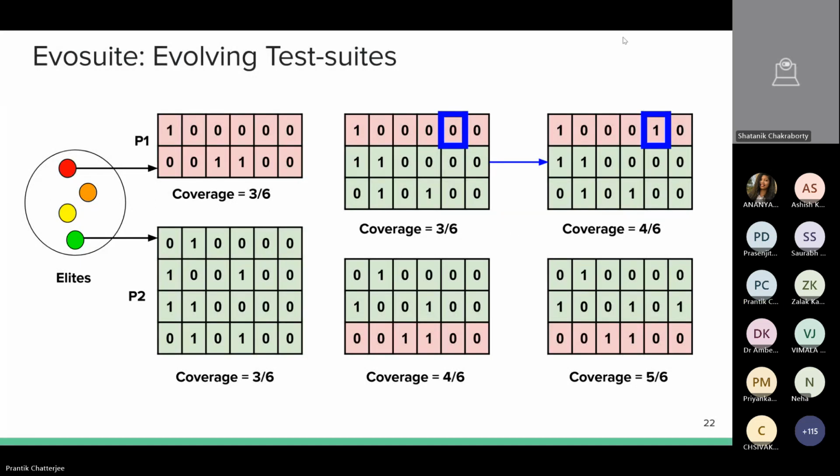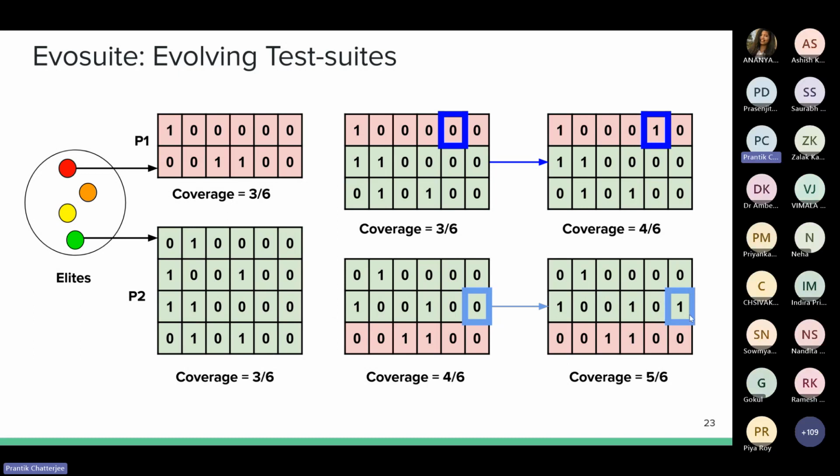Now, the second test suite, you can also choose to mutate. Assume that after mutating the second input, the coverage again increases in the second test case. So now your first child gives a coverage of 4 by 6, and your second child gives you a coverage of 5 by 6.